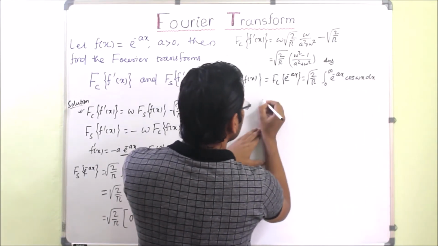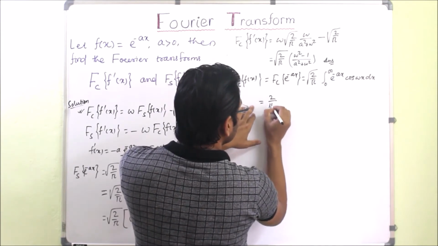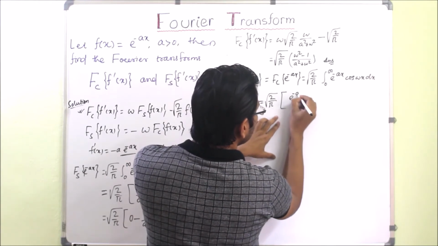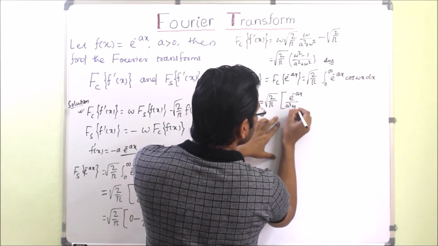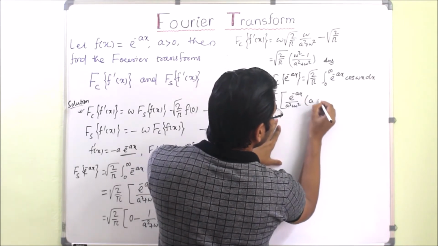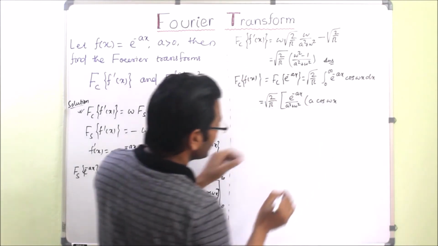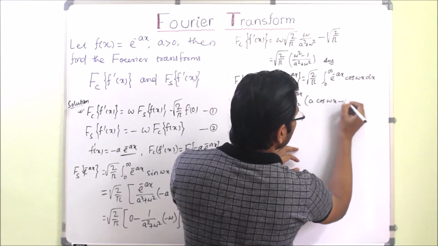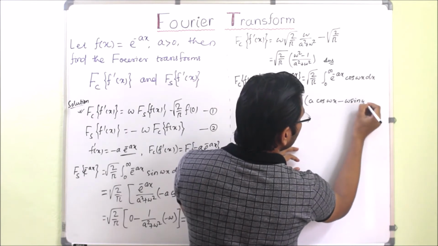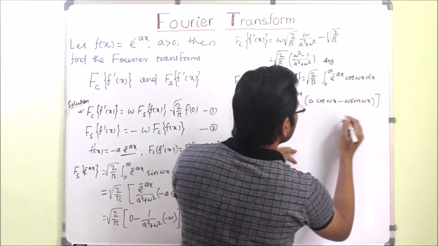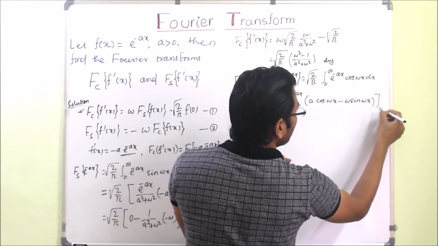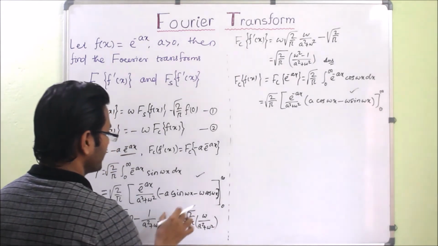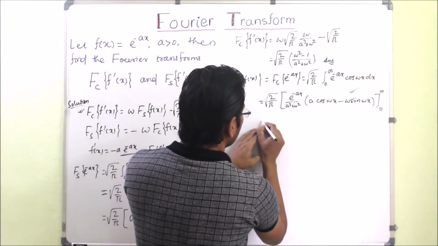Again we have to solve the integral. If we solve, then the factor will be the same, square root of 2 by pi, and the integral will be what? E to the power minus ax by a square plus w square whole into a cos wx. You can see there will be some deviation between this formula and that formula. So a cos wx minus w sin wx. Okay. So if you see this integral and that integral, there is some difference. So you can figure out the formula, and remember that.